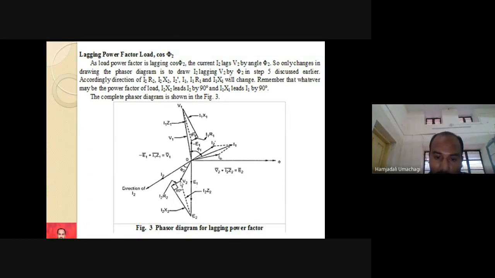So V2, I2 R2, I2 X2. Its resultant is what here? The resultant is E2. So this is my phasor diagram for the secondary side. Then the next step is what? Take the antiphase of I2. The antiphase of I2 is I2 dash, and this will be my I0.